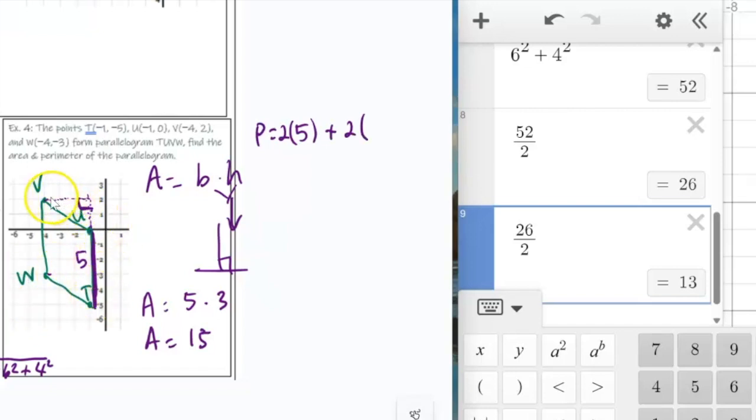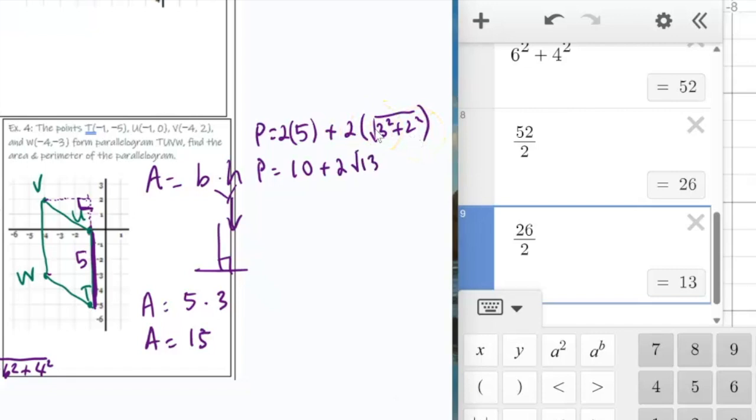Since I already have the triangle drawn here, I'm going to use Pythagorean theorem here to find the distance from here to here. So that's going to be 1, 2, 3. So this is going to be the square root of 3 squared plus the 1, 2, so 2 squared. Okay, so we're going to get the perimeter is 2 times 5, which is 10, plus 2 times, and this is 3 squared is 9, plus 2 squared is 4. That's square root of 13.